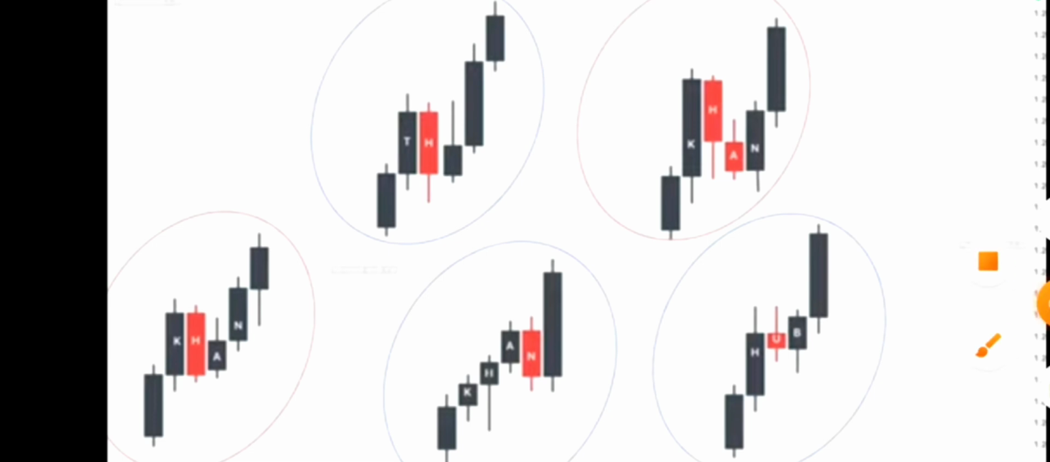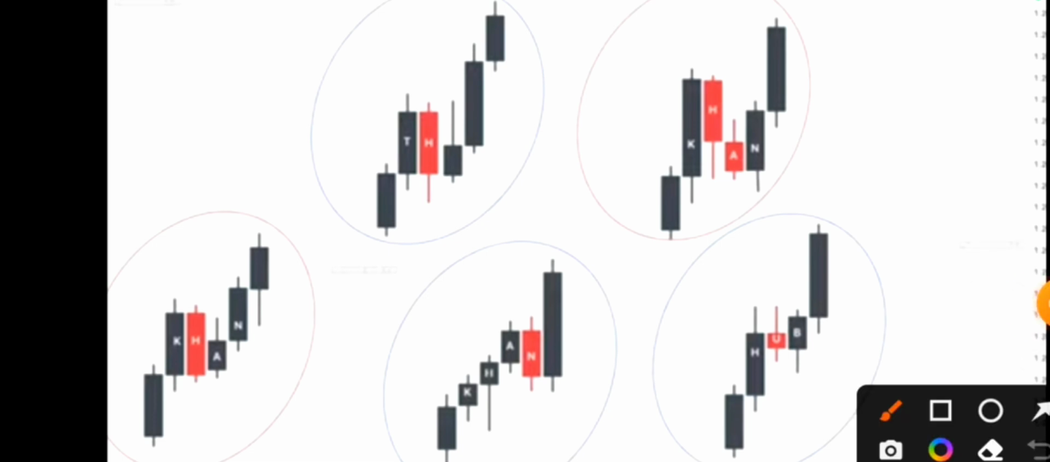Let me pick it out again. Maybe we use the pencil, I think the pencil will be better. This is the high. That area I mark is the high, and here is the low. This area I mark is the low. That's the high and low of this particular first candle.